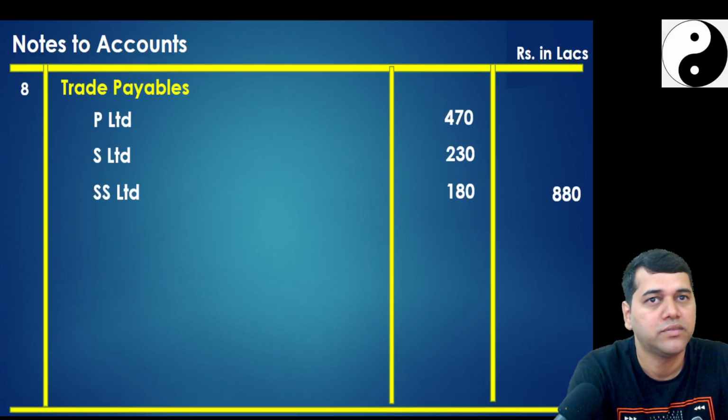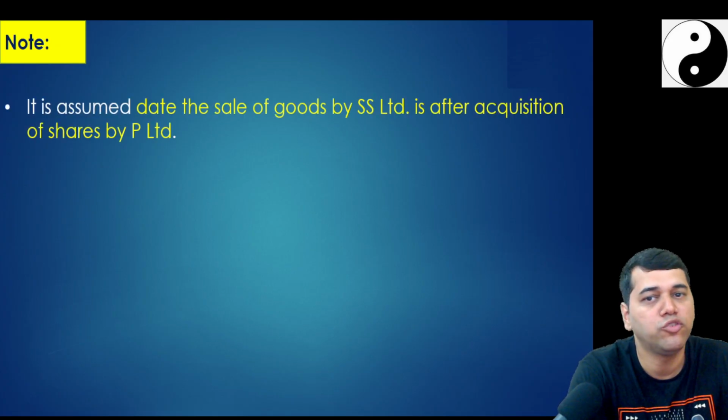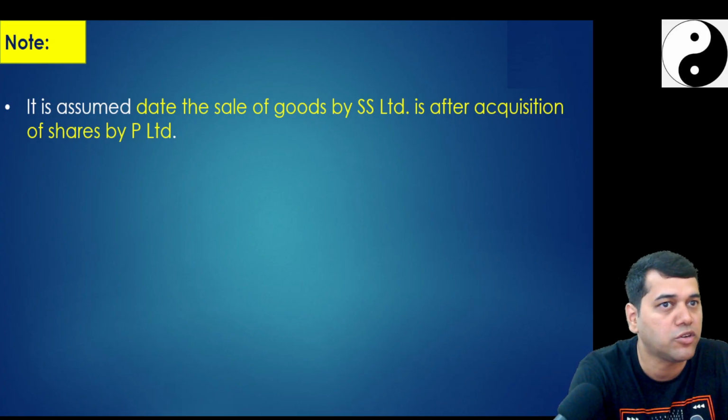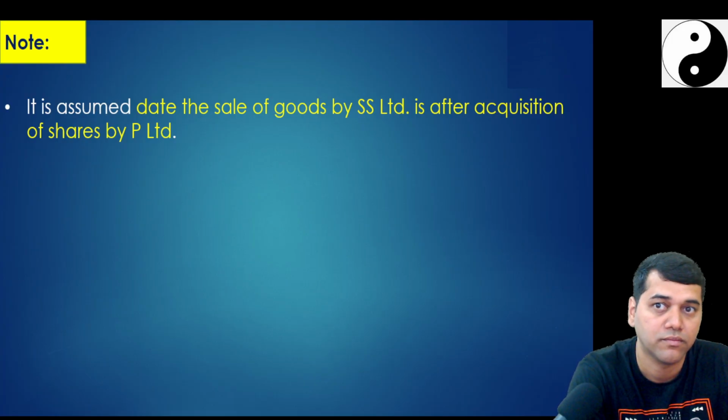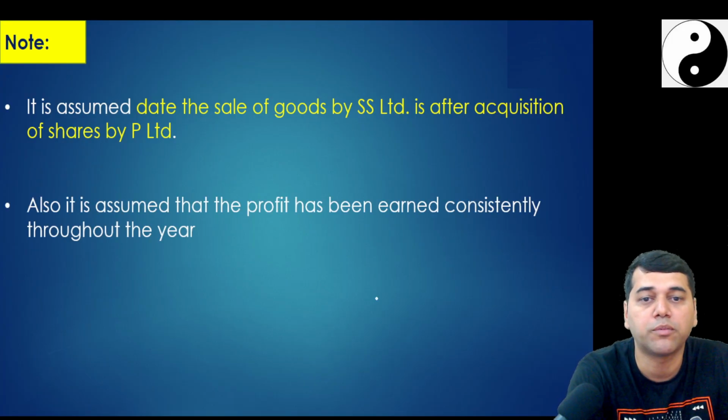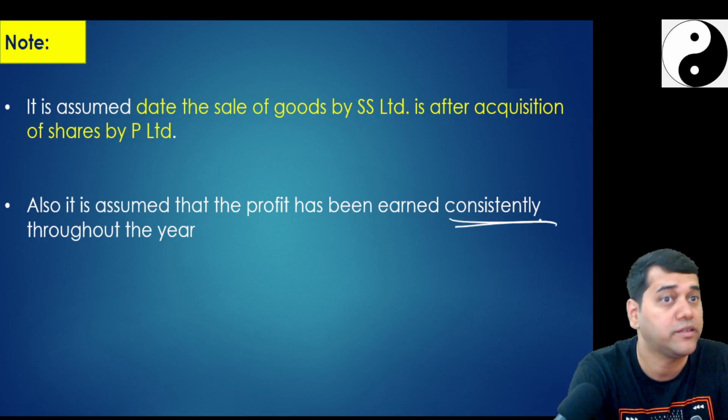Trade payables done. Then you will give the note, assume that sale of goods is after acquisition of shares by P. But this assumption is not required because the question has already given it. Else you should have given that note. Also assume that the profit has been earned consistently during the year. This assumption also they have given in the question. Otherwise you should give it in the examination.